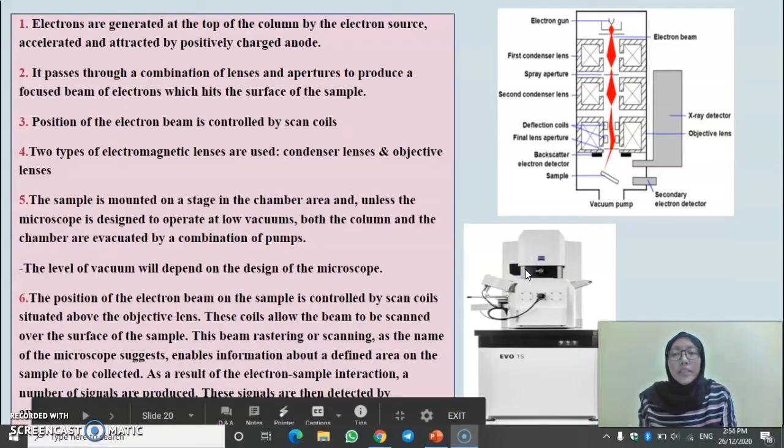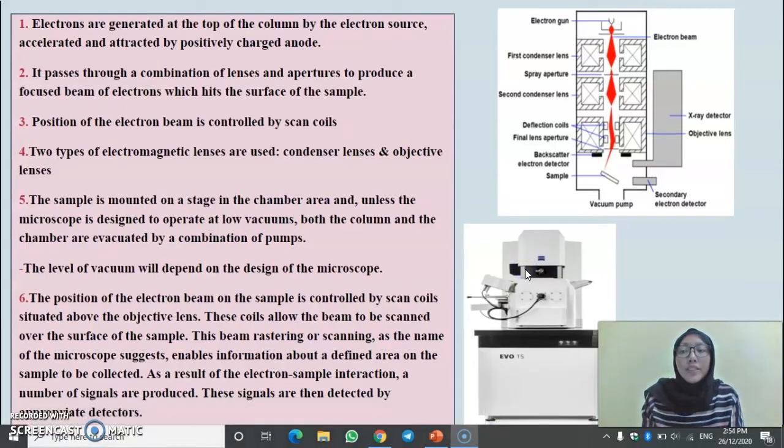So, this is how it works. The first thing is electrons are generated at the top of the column by the electron source, accelerated and attracted by the positively charged anode, and pass through a combination of lenses and apertures to produce a focused beam of electrons which hits the surface of the sample. The position of the electron beam is controlled by the scan coil, and two types of electromagnetic lenses are used, the condenser lenses and the objective lens.